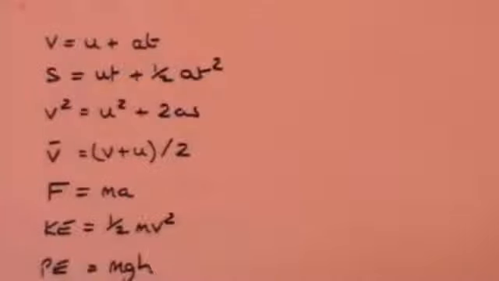For Newton's laws of motion, we will need v equals u plus at, where v is final velocity, u initial velocity, a acceleration and t time. s equals ut plus half at squared, where s is the distance covered. v squared equals u squared plus 2as. v bar equals (v plus u) over 2. That's the average speed, if you have constant acceleration, is the final speed plus the initial speed divided by 2.